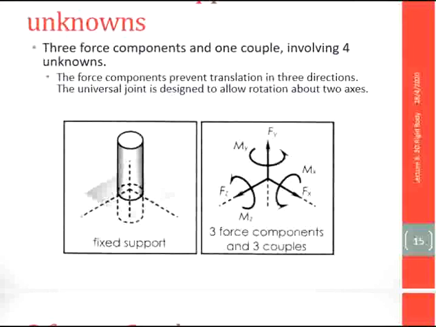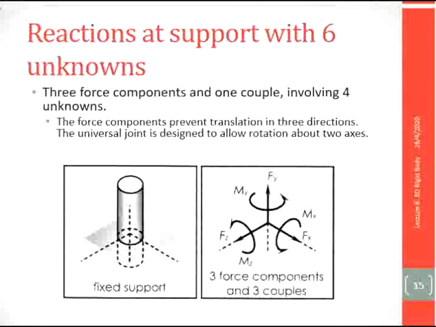For the reaction at a support with 6 unknowns, for example, a fixed support. Because for the fixed support, it cannot move in all directions and also cannot rotate about all axes. So that's why we have 1, 2, 3, 4, 5, 6 reactions.